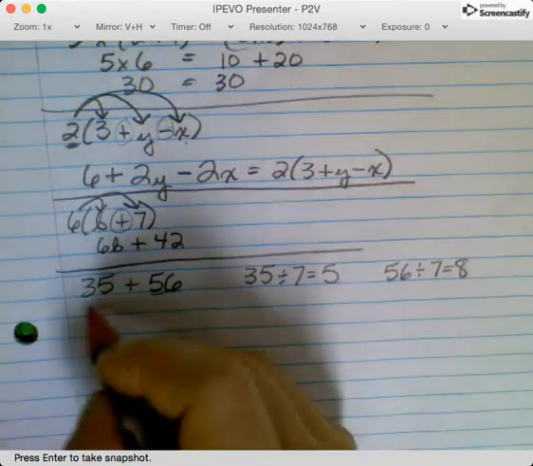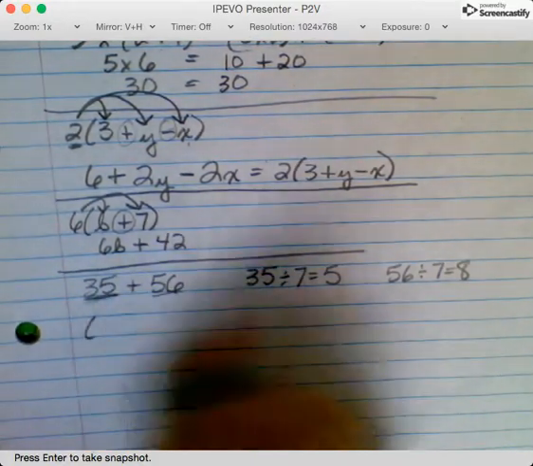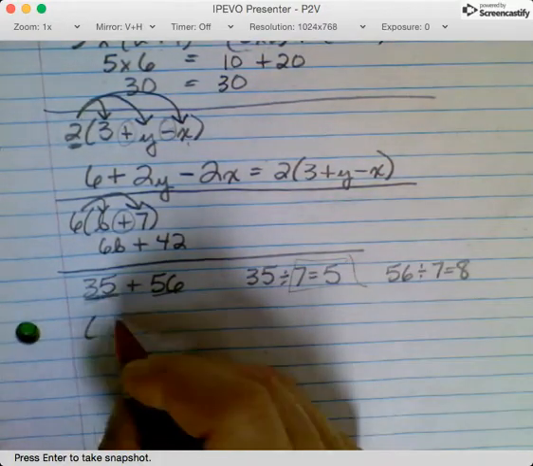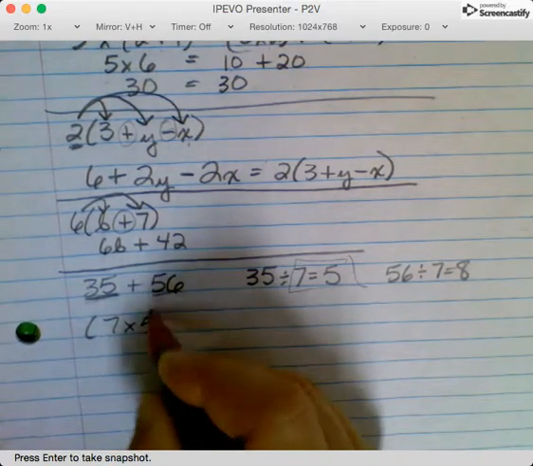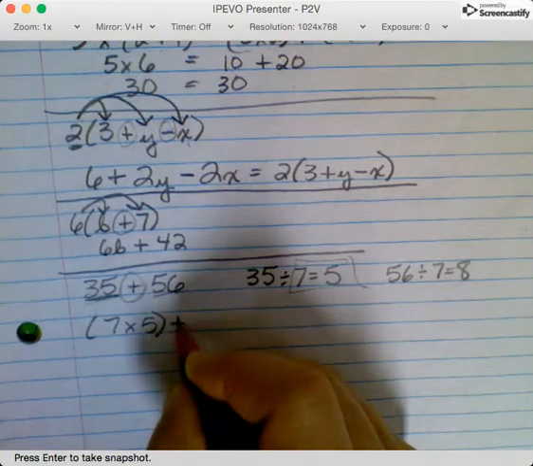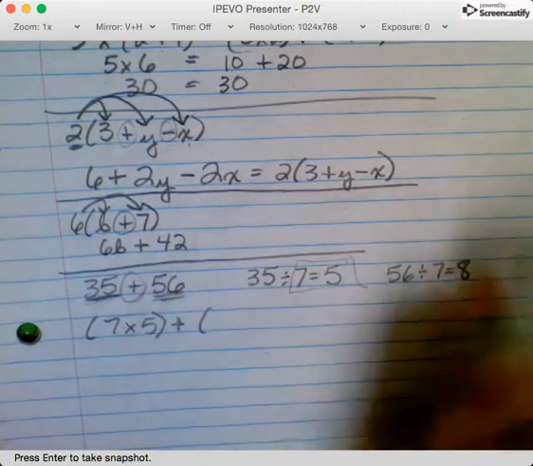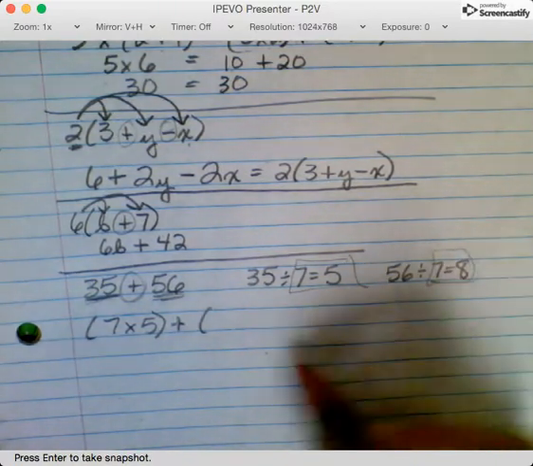So 35, I'm going to substitute, instead of saying 35, I'm going to say 7 times 5, because 7 times 5 is 35. Then my sign in the middle is going to stay the same. And I'm going to put parentheses, and I'm going to substitute for 56, 7 times 8.